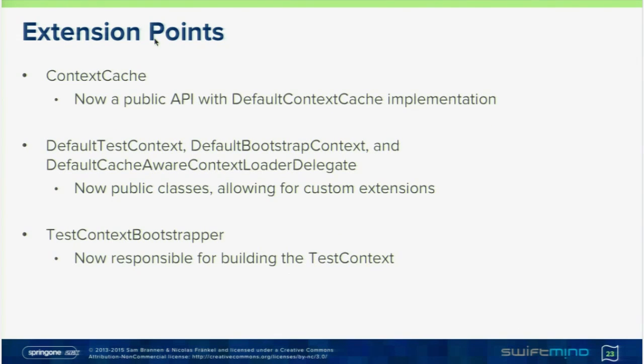Extension points. I'd just like to talk a bit about some of the low-level changes in 4.2 for the testing framework, in case anyone's interested in really digging in or basically customizing it on their own. So we see the context cache, the thing that's responsible for caching your context across your entire test suite to make the test suite run faster. That's now a public API with a default implementation. You can also plug in your own. So other internals like the DefaultTestContext, DefaultBootstrapContext, and DefaultCacheAwareContextLoaderDelegate. These things are also now public, and you can basically extend them if you need to.